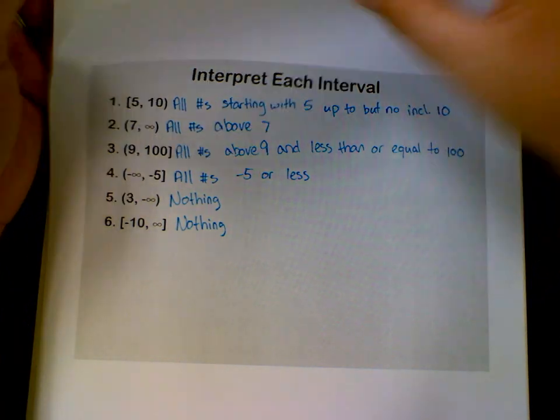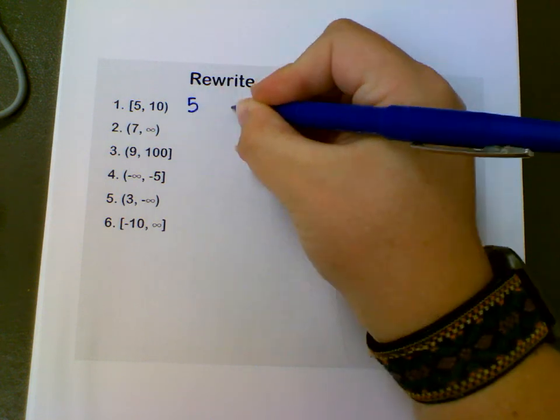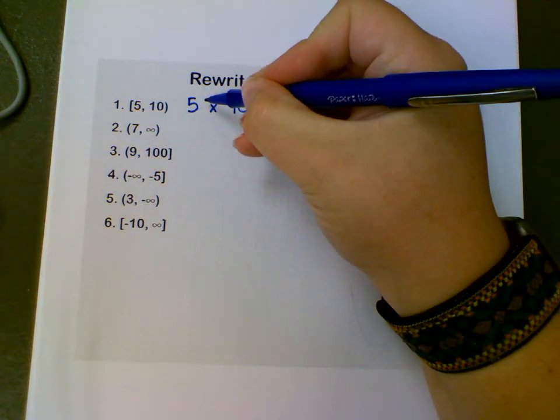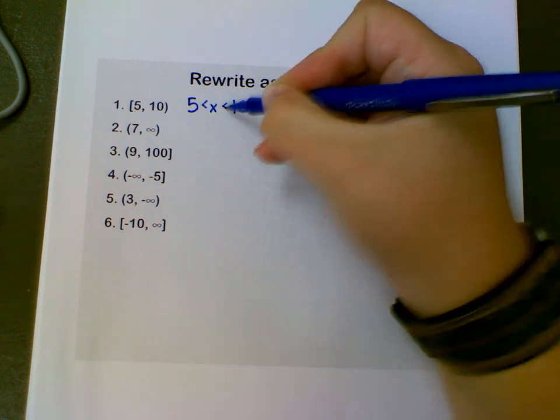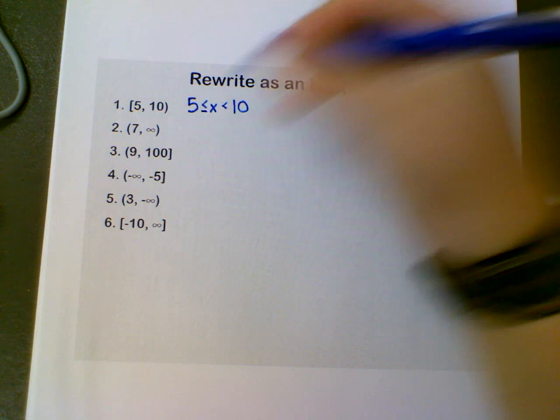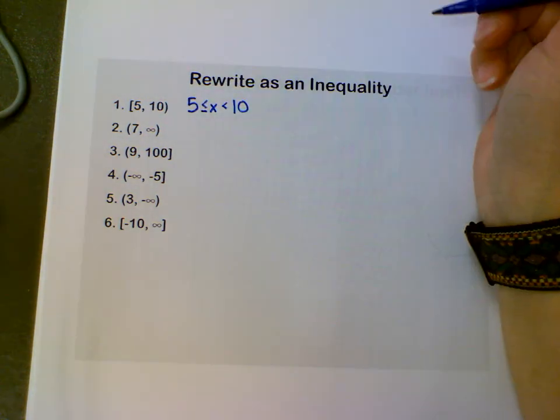So now we're going to take those same interval notations and rewrite them as an inequality. Bracket 5, comma 10, parenthesis. Well, the smallest we can get is 5. The biggest we can get is 10. We put our x in the middle, and anytime the x is in the middle, our signs should both be less thans. It does include 5 though, so we need an or equal to on the 5. It doesn't include 10, so it's just a less than.